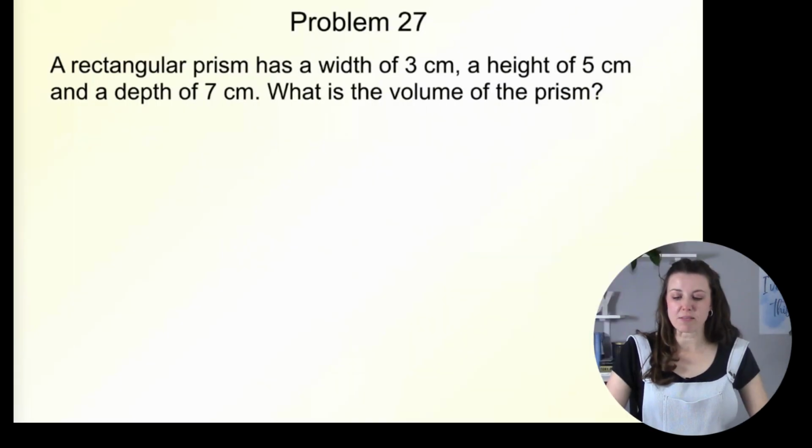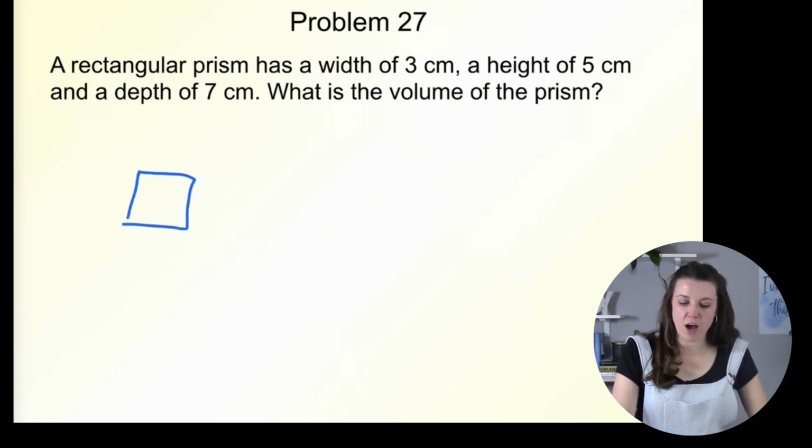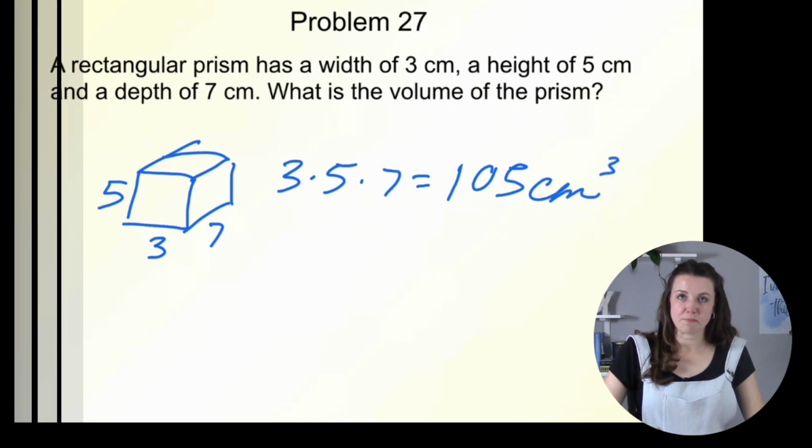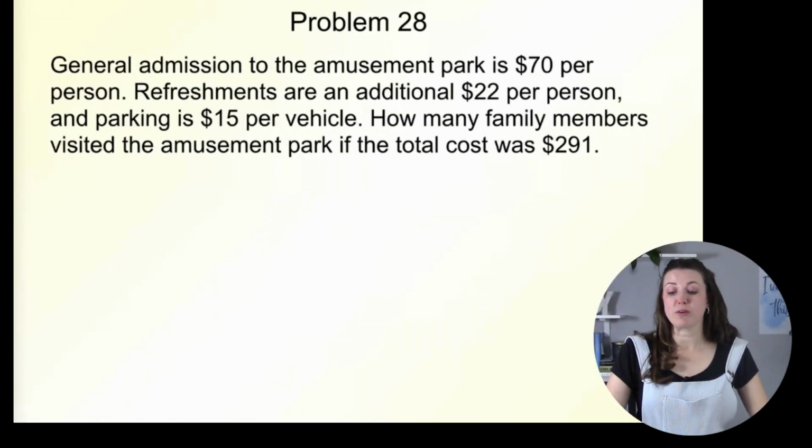A rectangular prism has a width of 3 centimeters, a height of 5 centimeters, and a depth of 7 meters. What is the volume of the prism? So if it helps, you can always draw a picture. So here's our prism. The width is 3, the height is 5, and the depth is 7. But really what we're going to do is just multiply all of these numbers together, and we get 105 centimeters cubed.